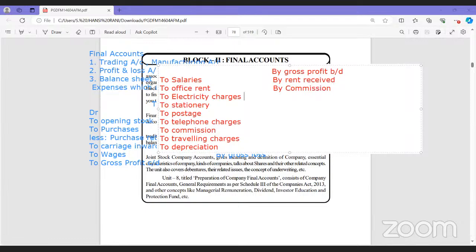And for example, whatever profit I'm getting, I'm investing in some companies, so I will get dividends, recorded as dividends received. Whatever income we are receiving, all of that we write on the credit side.